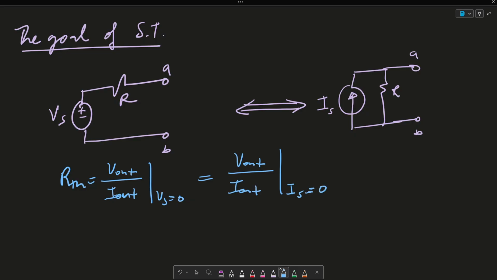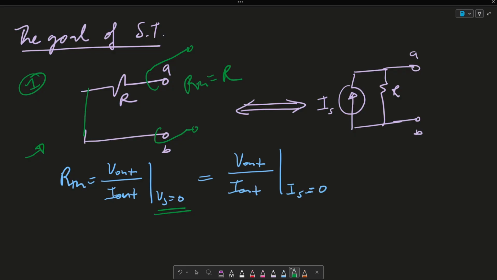In case 1, I'm going to short circuit Vs because it says my voltage Vs is 0. I'm going to take an ohm meter and probe it right here, and I'm going to see that the resistance between A and B, R Thevenin, is simply R.